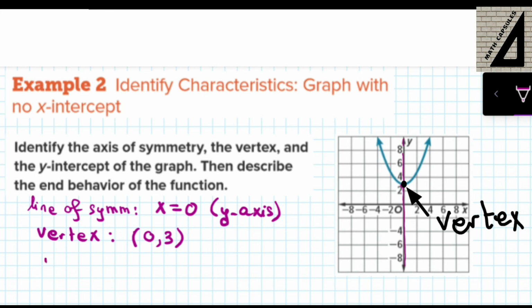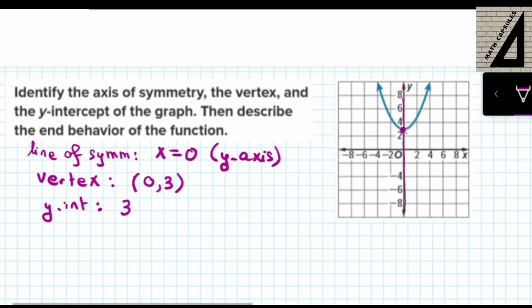Third, what is the y-intercept? Y-intercept is the point on the y-axis where the graph intersects the y-axis, and of course it is the same as the vertex in our case here. So the y-intercept is at 3, or y equals 3. Then describe the end behavior.